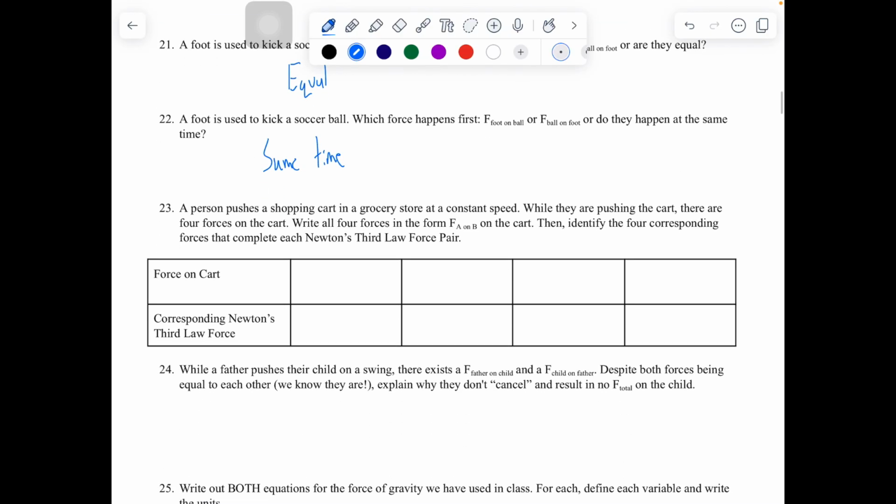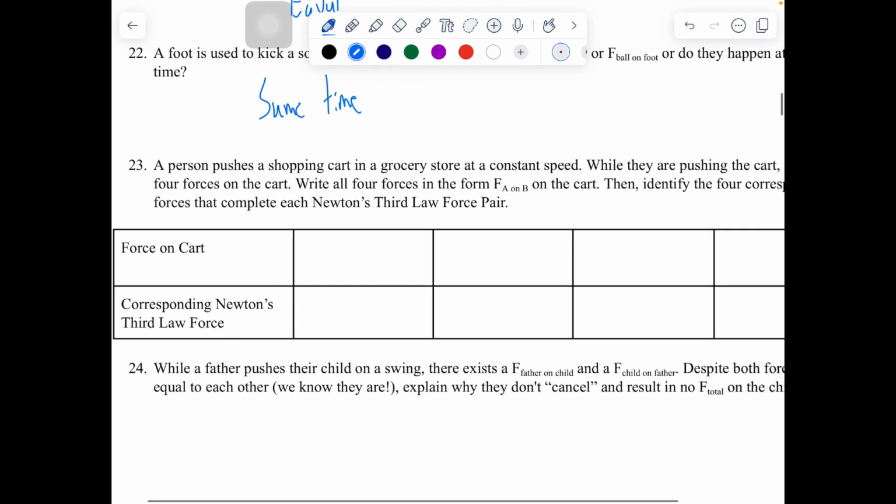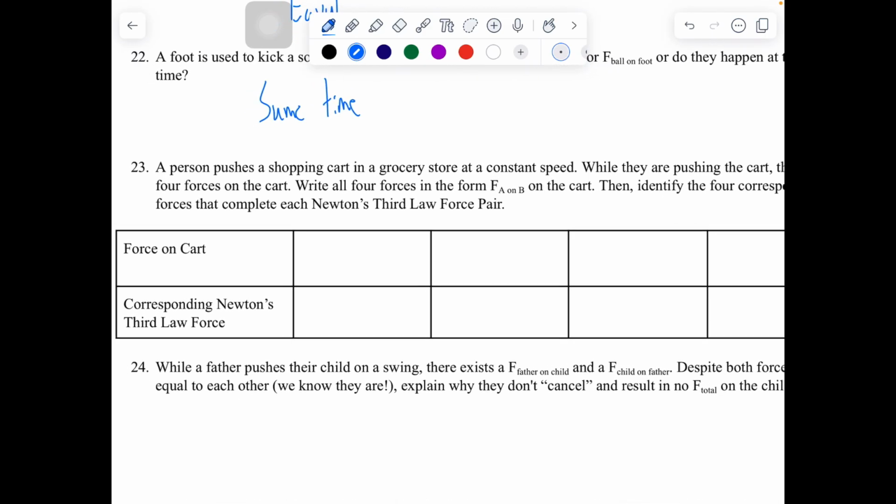A person is pushing a shopping cart. While they are pushing the cart, there are 4 forces on the cart. Write all 4 forces in the form F A on B on the cart. Then identify the 4 corresponding forces that complete the Newton's third law pairs.